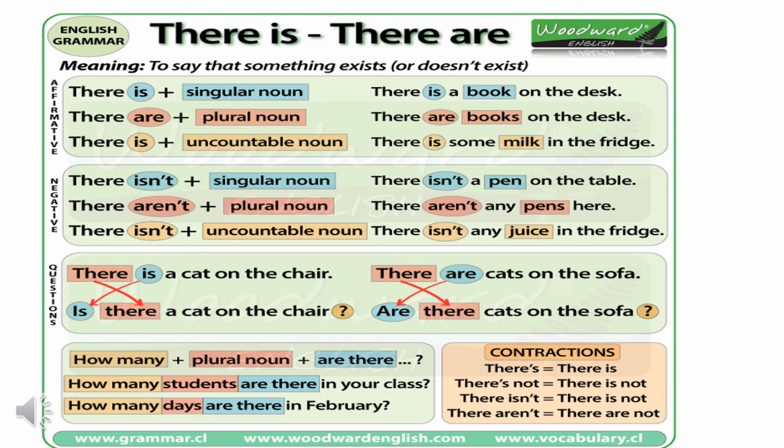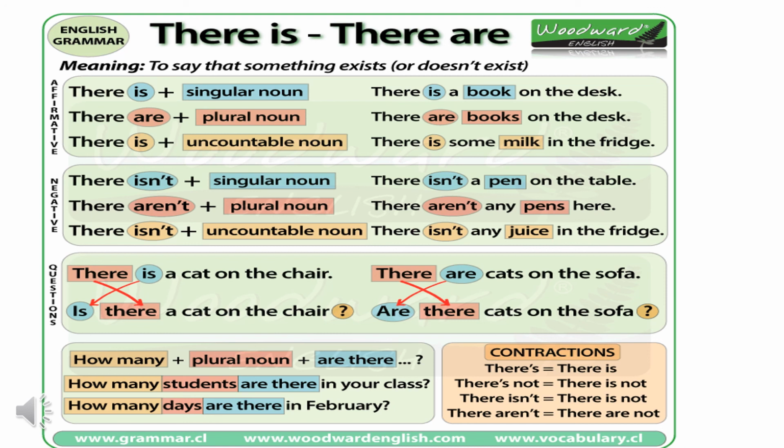So let's look at this table. We are still continuing with our grammar. I told you there is plus singular noun. For instance, there is a book on the desk. That is singular. 2. There are plus plural noun. There are books on the table. There are books on the desk.